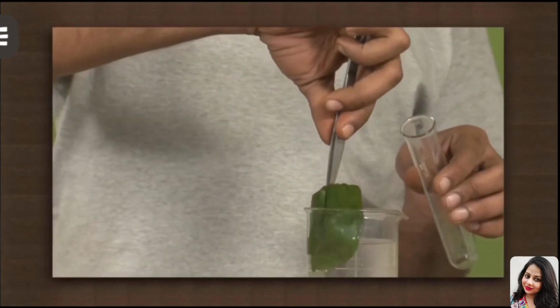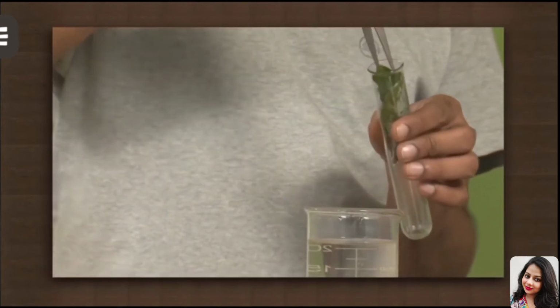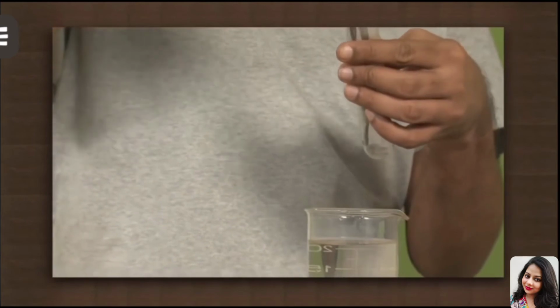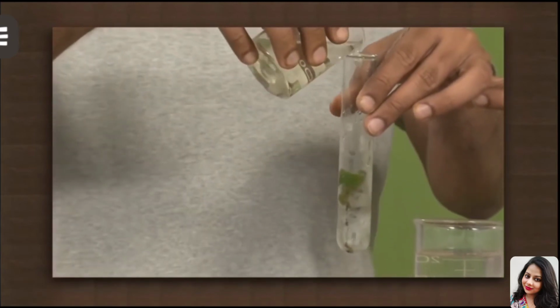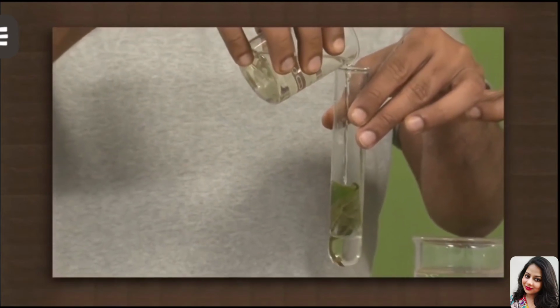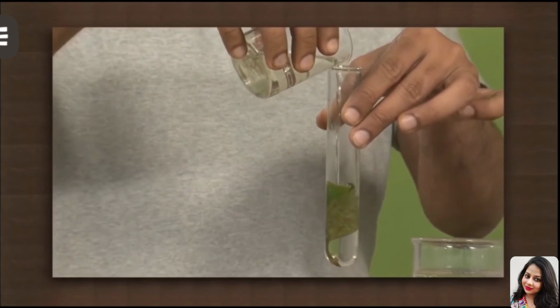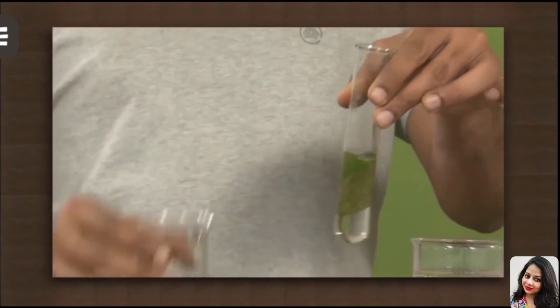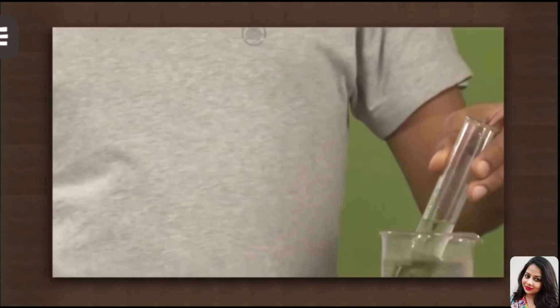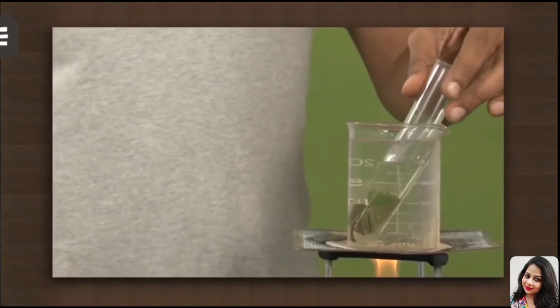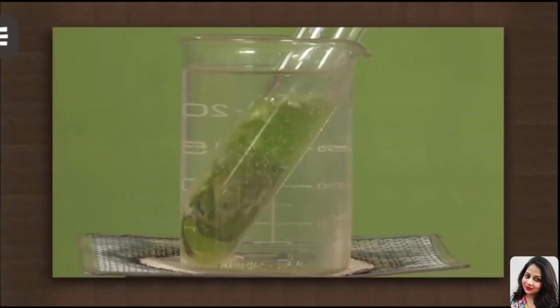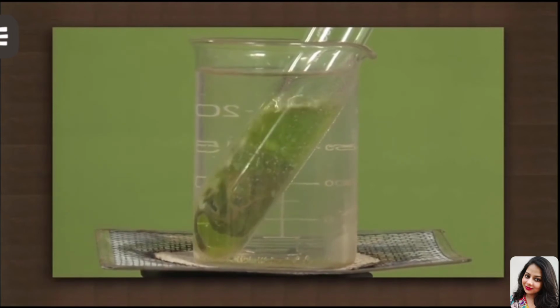Now take the leaf out of the water and place it inside the test tube and add some alcohol to the test tube so that leaf is submerged in alcohol. Now place this test tube in the beaker again and boil until the leaf becomes colorless. The green color in the leaf was due to chlorophyll.